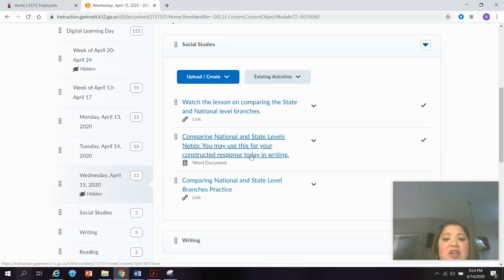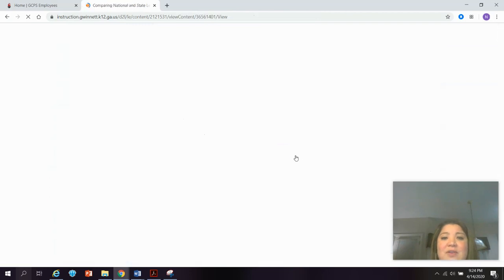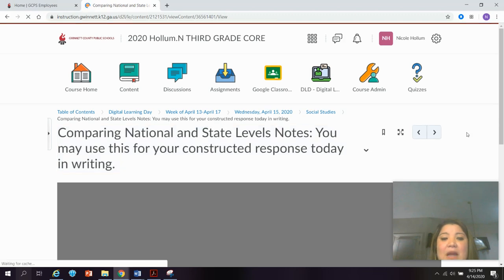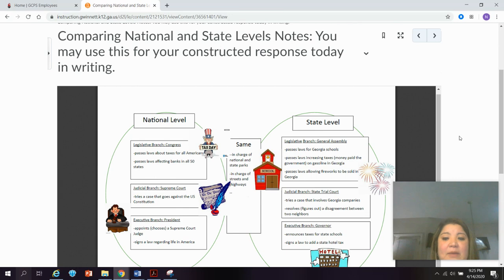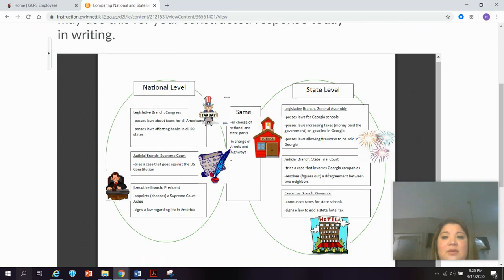When you're done, you've got this really cool graphic organizer. I'm going to open it up so that you guys can see really quick what it looks like. But this is great. If you have a printer, I would definitely print this out to just kind of study and help you. If you don't have a printer, I would even just jot down some notes because it is a Venn diagram and it's showing you the difference. So this is going to be great.